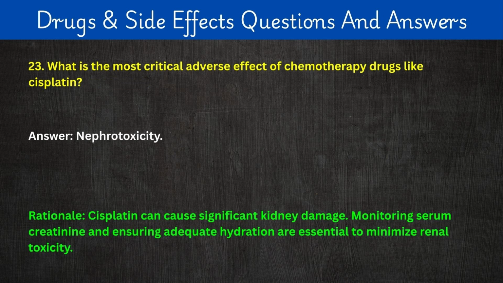23. What is the most critical adverse effect of chemotherapy drugs like cisplatin? Answer: nephrotoxicity. Rationale: cisplatin can cause significant kidney damage. Monitoring serum creatinine and ensuring adequate hydration are essential to minimize renal toxicity.